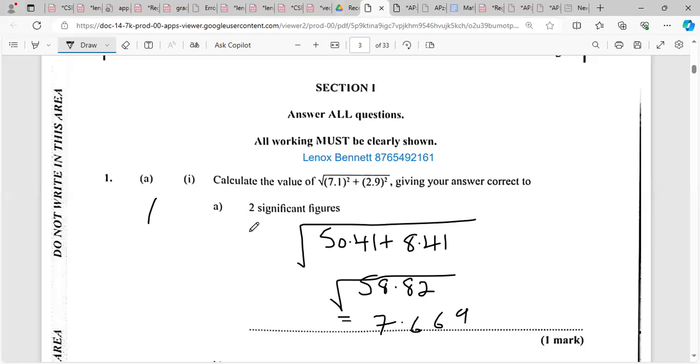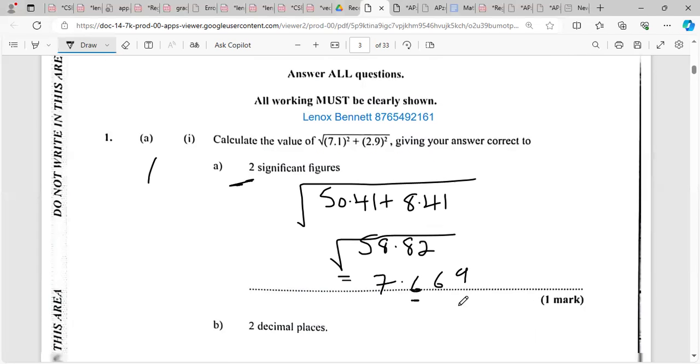7.669. Now they said to two significant figures, so we're going to stop right here at 1 and 2, but we're going to go to this one, and we're going to round up since it's 6, so that one is 7.7. Alright, next they said to two decimal places, so we're going to use this same number. We go to the third number, 6 and over, we add 1, so that was a 7.67.